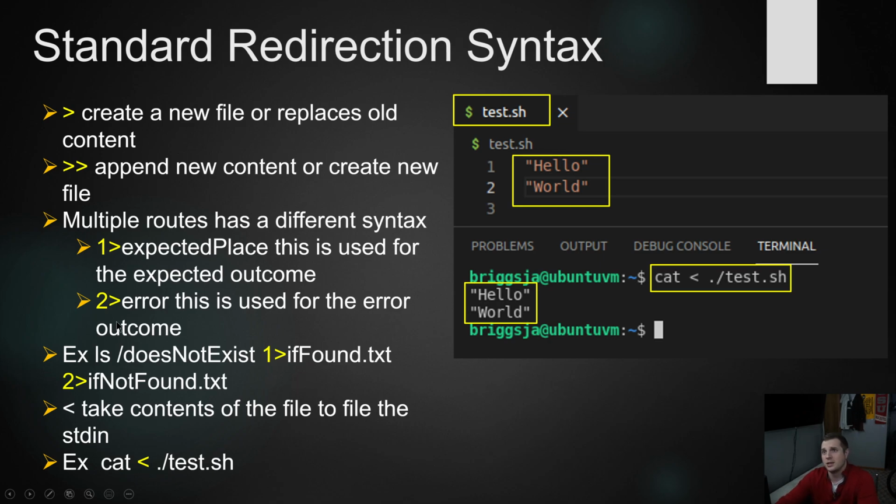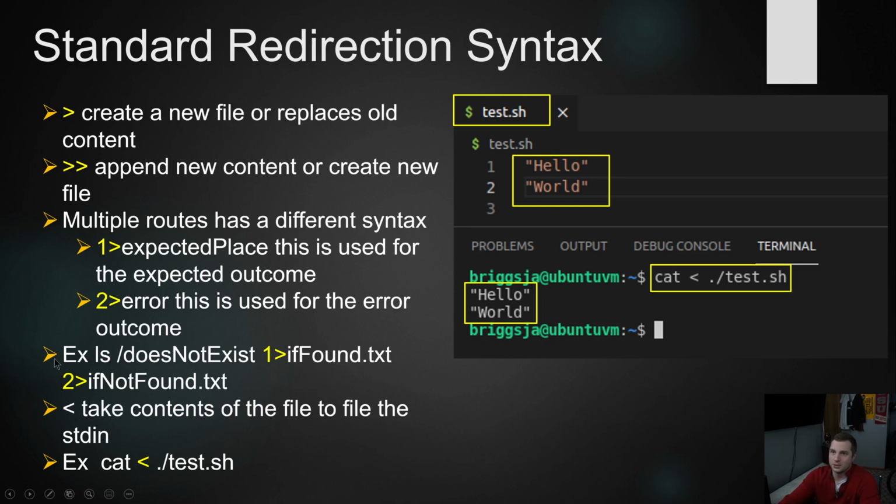And then down here, which you're probably going to use a fair bit, multiple routes based on what ends up happening. So one single arrow. I have expected place here, but this can be any type of file name. If the directory is found on this, then do this. This other one is error, so two single arrow, error file, and then use for the error outcome.